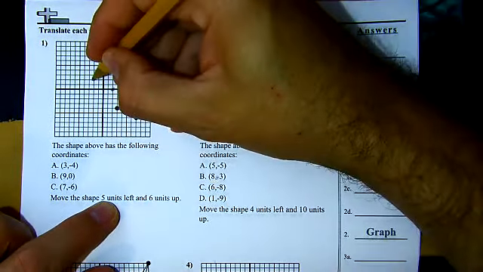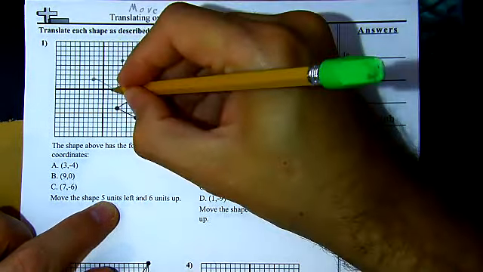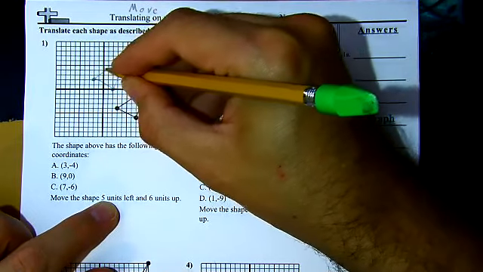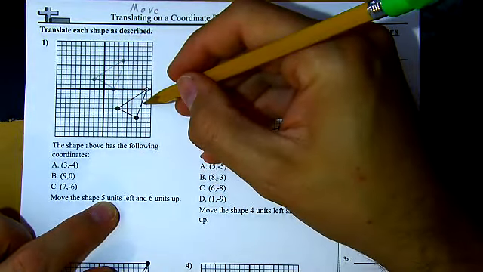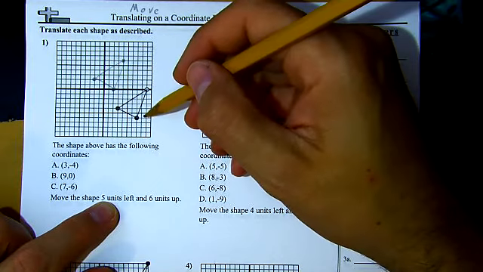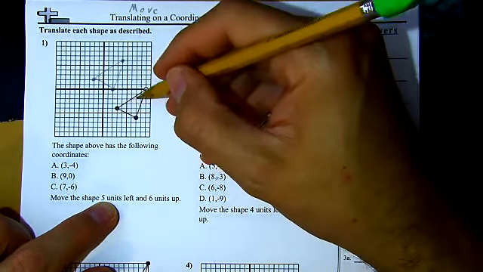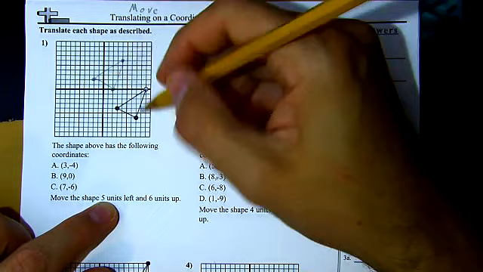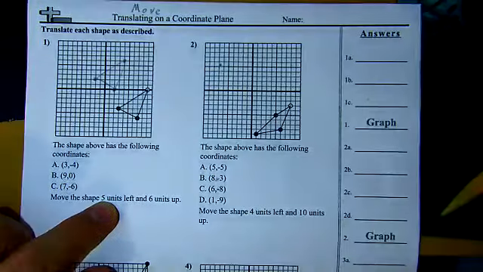So your new shape should look exactly like your old shape with the same dimensions, same tilt. It's just slid over, basically, as you're sliding the shape to a different point.